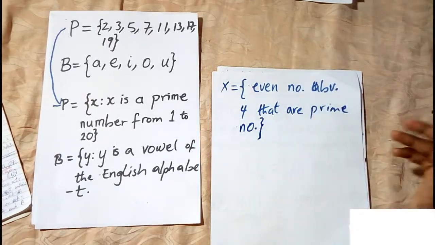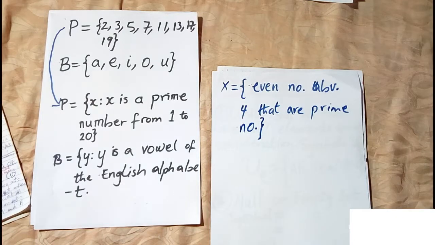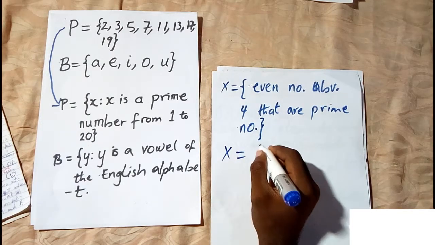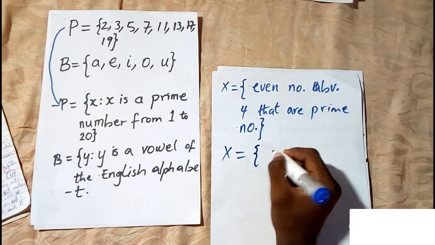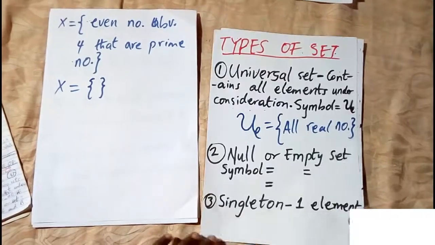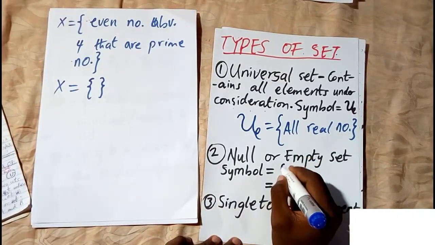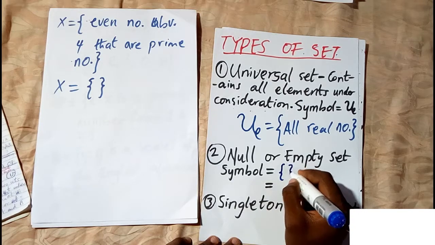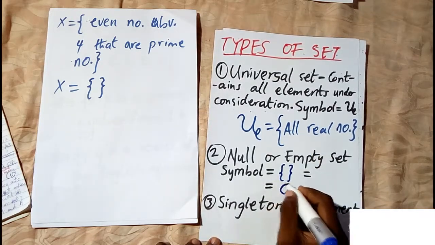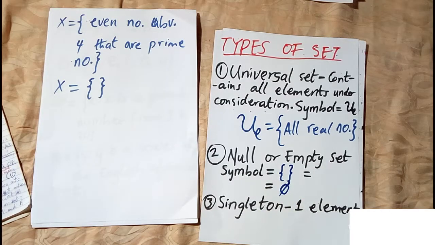But all even numbers above 4 are divisible by 2, itself, and 1. So our X is what? If we start to list them, we'll find that we have an empty set. So X is an empty set. That's an example. The symbol is this, where we write nothing inside, or this.